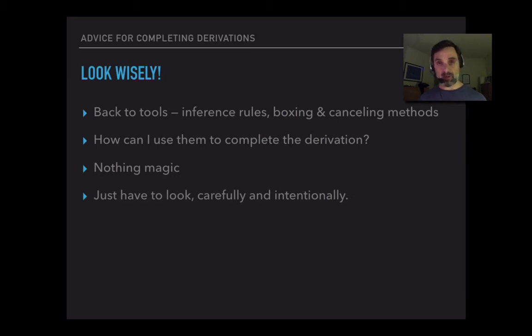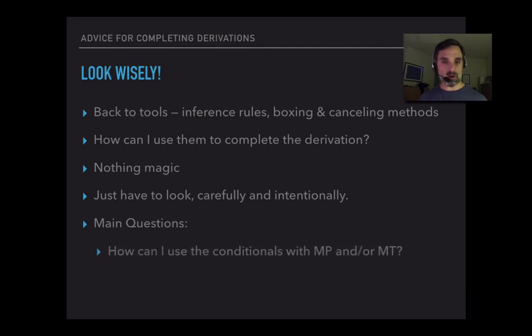It's just a matter of being carefully and intentionally, in a directed way, looking at the derivation. The two main questions you want to be asking yourself, and I'll be saying more about these as the video proceeds, are how can I use my conditionals with modus ponens and or modus tollens, and how can I box and cancel? Because boxing and canceling is always our goal, right? That's how we complete the derivation.